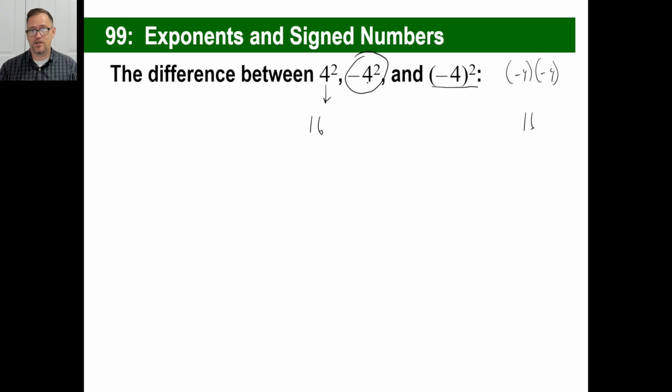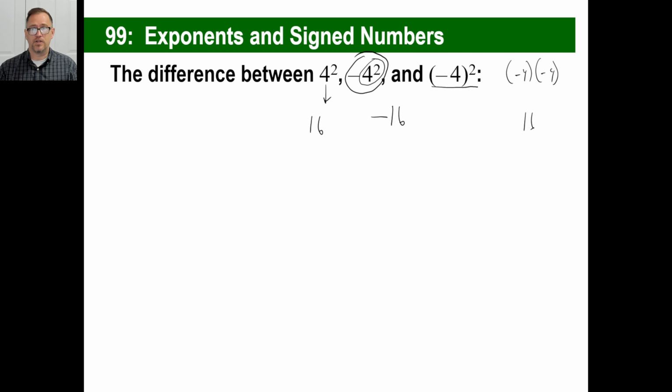If you can train yourself to start saying things like this, the opposite of 4 squared, you'll be in good shape. Now, the opposite of 4 squared. Think about it. Ready? The opposite of 4 squared. Well, 4 squared is 16, right? But the opposite of that is negative 16. That's the difference between this and that.